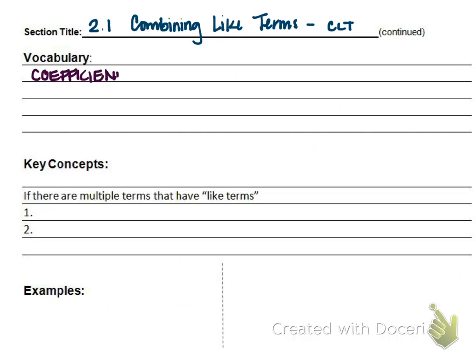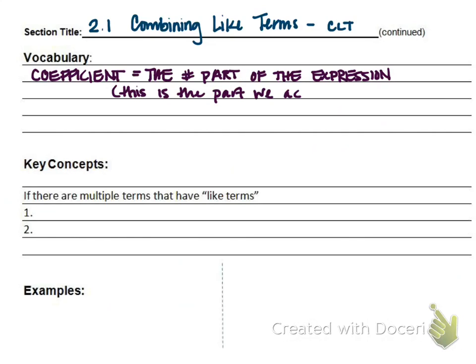So the coefficient is the number part of the expression, and this really is the part that we're adding together when we're combining like terms. So again, this is the number part that is being multiplied to the variable. And it's actually what we're combining or adding together. So let's take a look.